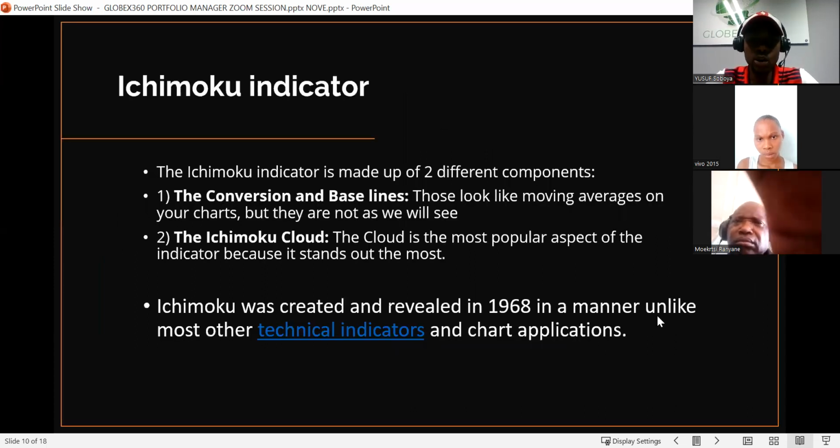All right. Any questions for Fibonacci before we get to the Ichimoku indicator? Questions for Fibonacci?